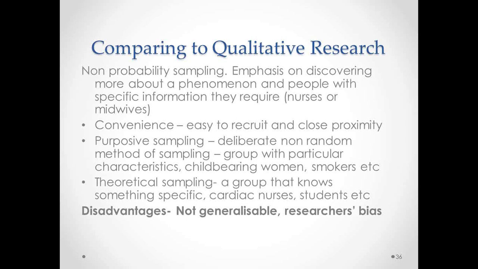Disadvantages here are that it's non-generalizable, and there is an element, and that element can be quite strong, of researcher bias. So I'm going to pick the people I want to talk to. In randomized control trials, often we use an element of convenience sampling though, because if you want to do a study on people who have a particular condition in your intensive care unit, you are going to select them as they come through your intensive care unit. So there is an element of convenience here, which does slightly nullify any kind of idea of stratified randomized sampling.